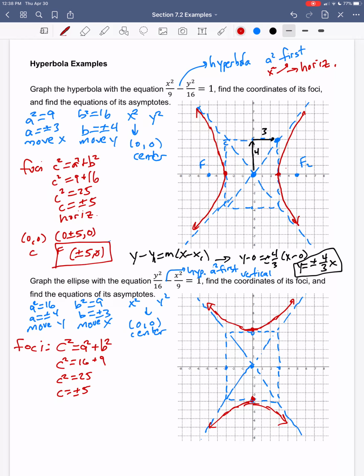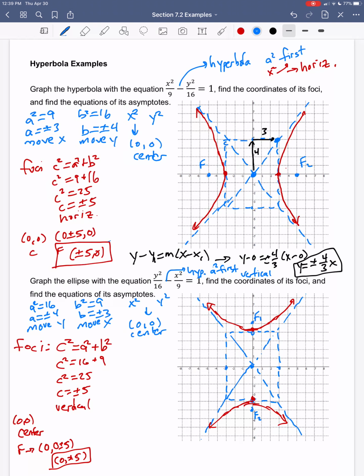The difference though now is it's vertical. So to get the center starts at 0, 0. So to get to my foci, since I'm going vertical, the x-coordinate stays the same. The y-coordinate starts at 0, and then I add or subtract 5. So that's just going to be 0 plus or minus 5. Those would be the foci. And again, we don't necessarily have to graph those, but if I move up 5 and down 5 from the center, I'm at these points here.